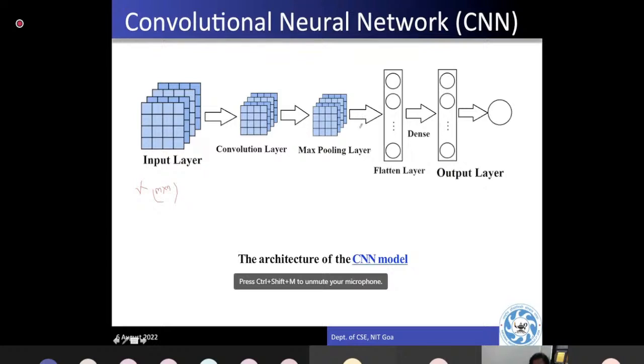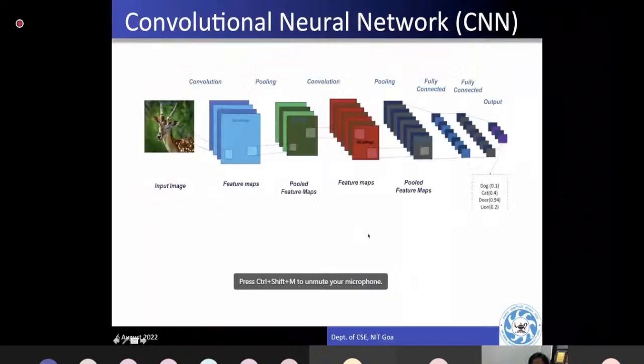Let's just get acquainted with these terms: input layer, convolutional layer, max pooling layer, flatten layer, and the output layer. And here it's the dense, like multiple, as I showed, the multi-layer perceptron neural network, that is this. More detail I'm going to explain here.